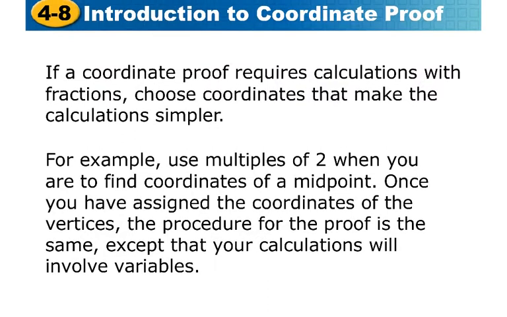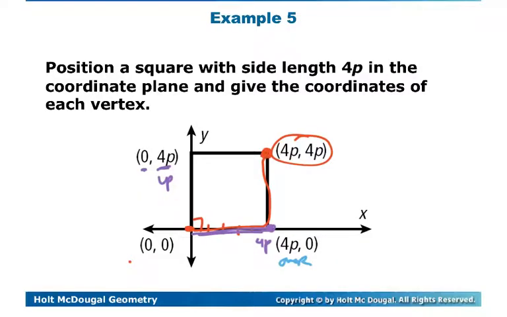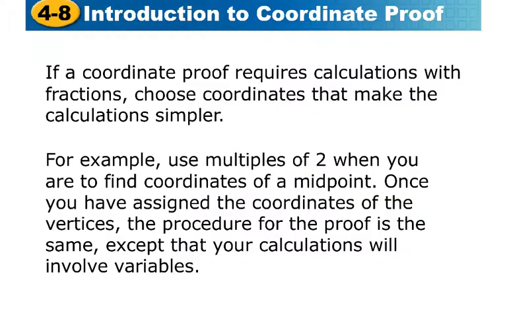So if a coordinate proof requires calculations with fractions, we're going to choose coordinates that make the calculations simpler. If you think of this and then talk about a midpoint, it's nice that there's 4p instead of p divided by 2 to get to the middle here, because instead then you'd have 2p. So it might mean that we're going to try to break this up into p pieces, and 1/4 of a p is a whole lot more complicated to look at than just a p by itself. So try to avoid fractions as much as possible.